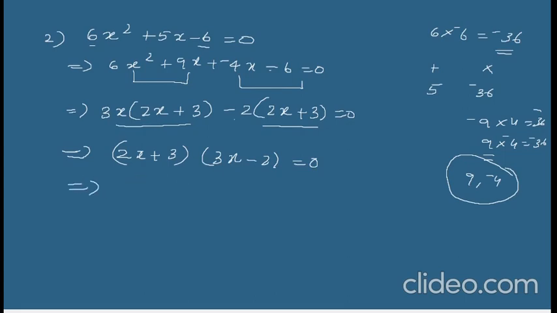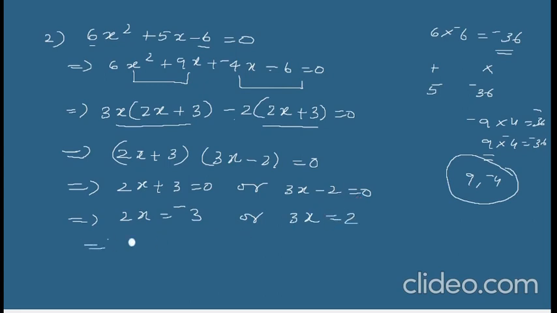This implies either 2x plus 3 is equal to 0 or 3x minus 2 is equal to 0. So this implies 2x is equal to negative 3 or 3x is equal to 2, moving the minus 2 to the other side it is positive. Again, this implies x is equal to negative 3 by 2 or x is equal to 2 by 3. So the roots are negative 3 by 2 and 2 by 3.